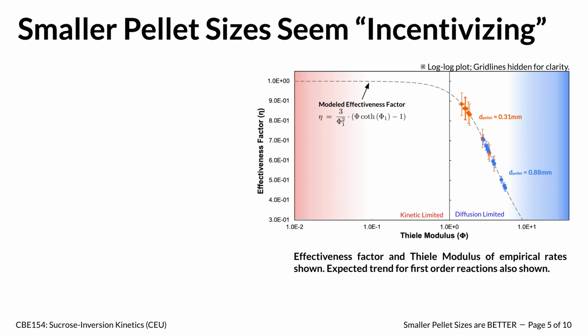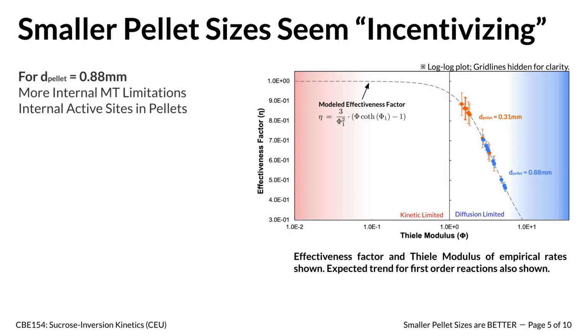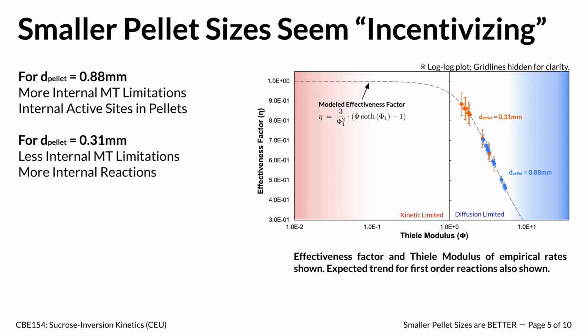Based on the plots shown in the last slide and the plot that we can see here on the right, smaller pellet sizes are very incentivizing to be implemented into PBR systems. For larger pellets, there are a lot of internal mass transfer limitations, and this hinders sucrose molecules from accessing the internal active sites in the catalyst. On the contrary, for smaller pellets, we observe much faster reaction rates because the particles are able to access these active sites better.